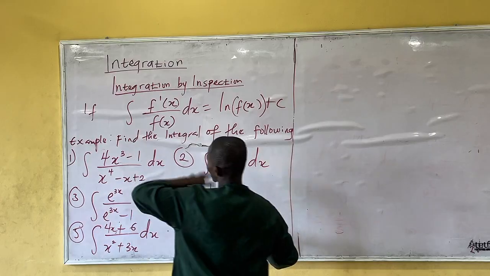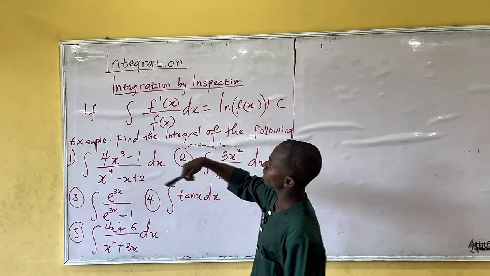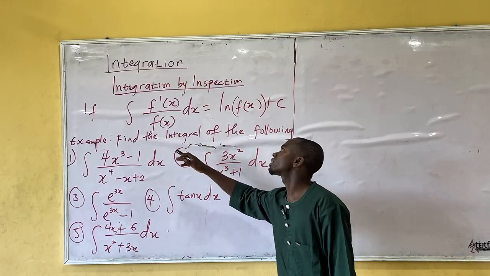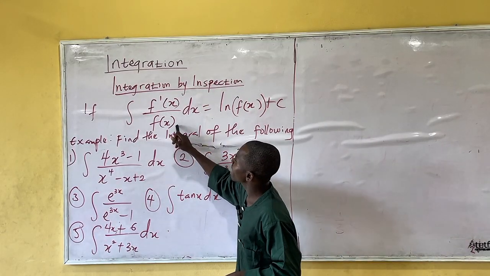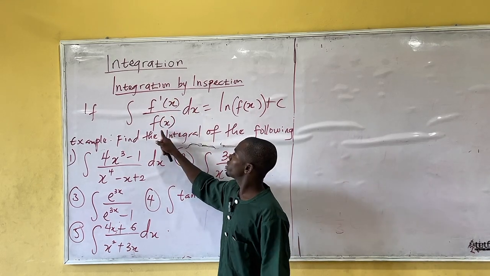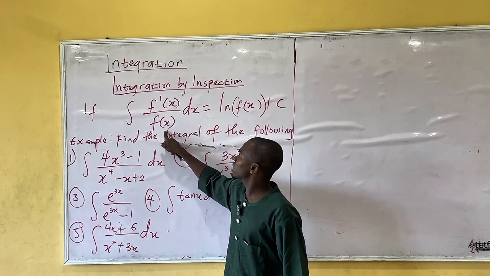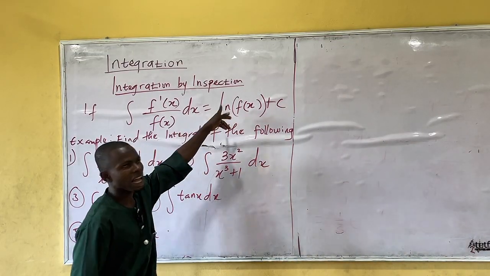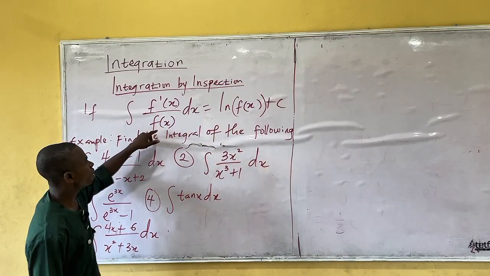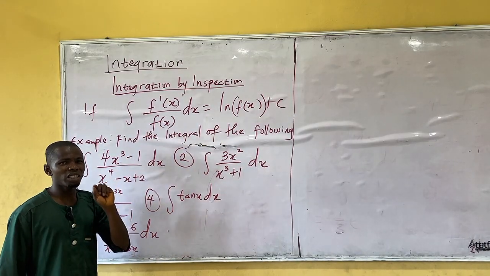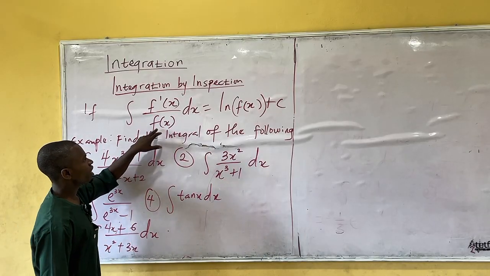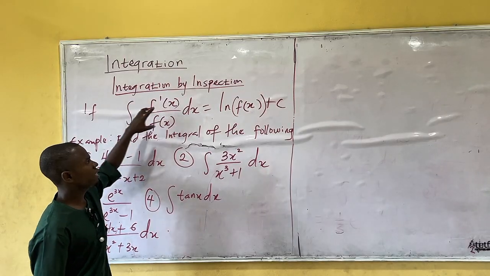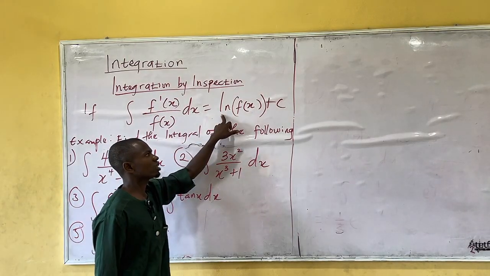So now, the standard definition says if you are given the integral of f prime of x over f of x dx, which means if you differentiate f of x and it gives you f prime of x, the answer will be ln of f of x. It means if the differential of the denominator gives the numerator, then the integral of the question is ln of the denominator.